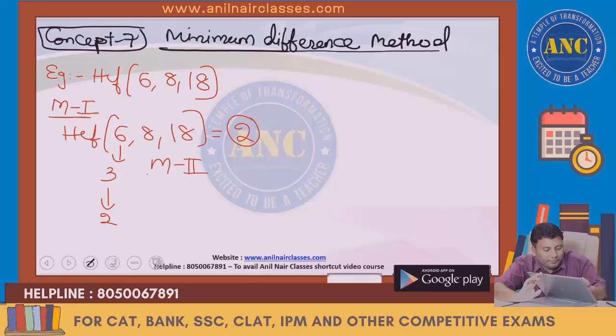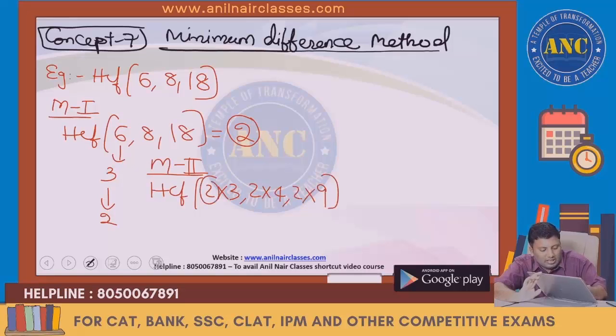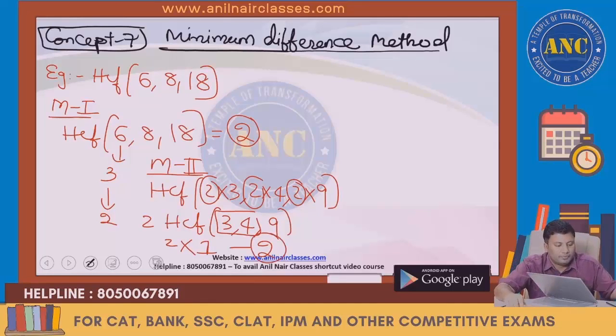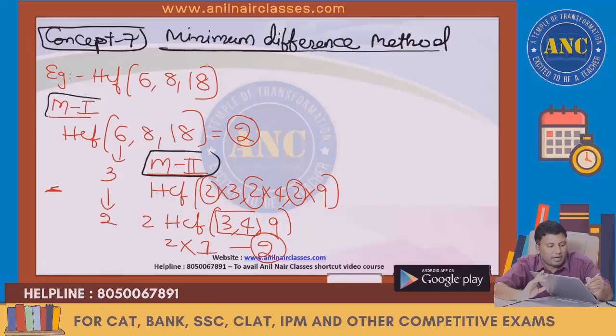Method number 2, the co-prime concept. If I write 2 into 3, 2 into 4, 2 into 9, 2 is common. Taking 2 common out, 2 times the HCF of 3, 4 and 9. Consecutive numbers have HCF 1, and 1 with any number has HCF 1. So 2 times 1 is 2. Method number 2 has also given 2.